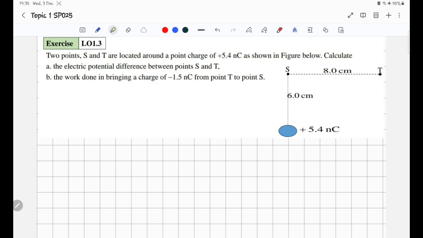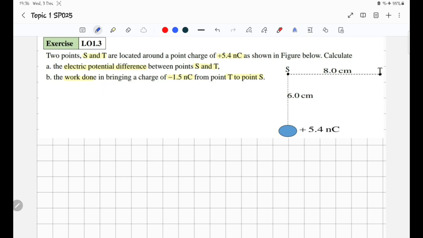Alright, you guys, so let's try to solve this question now. For this question, we have 2 points, S and T, that are located around a point charge of positive 5.4 nanocoulomb as shown in the figure here. Calculate the electric potential difference between point S and point T, and also the work done to bring a charge of negative 1.5 nanocoulomb from point T to point S. So here there's a keyword of the initial and final position.